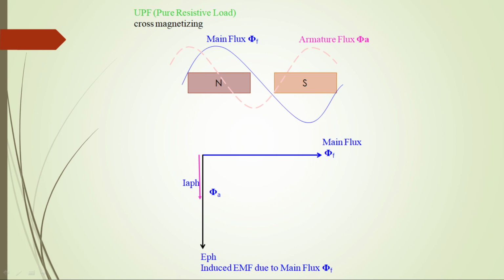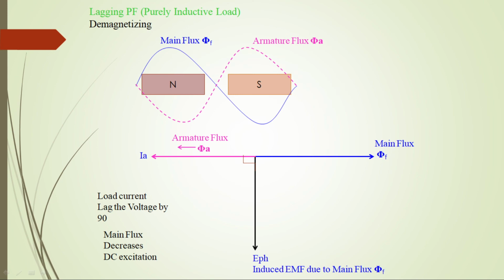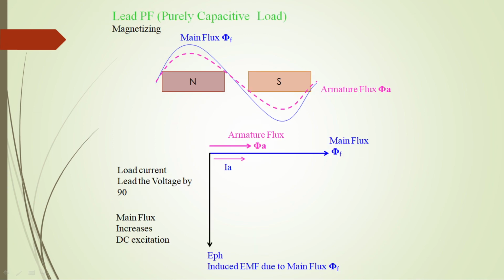Then lagging power factor. For a lagging power factor load or purely inductive load, the fluxes are entirely opposite to each other, that is, main flux is in the positive direction, then armature flux is in the negative direction, you can see here. So it is demagnetizing in nature. And for a purely capacitive load it is magnetizing, because the armature flux is just below the main flux, so it is magnetizing in case of purely capacitive load.